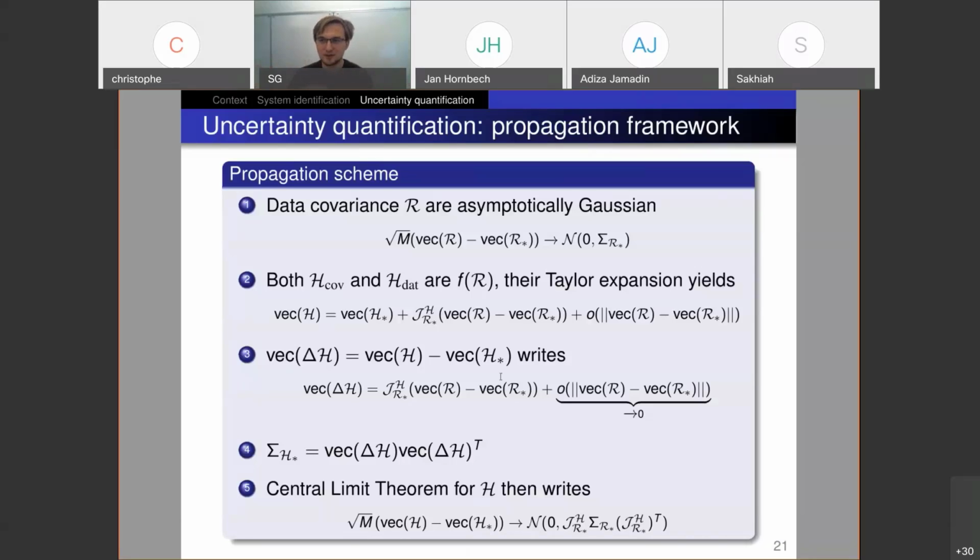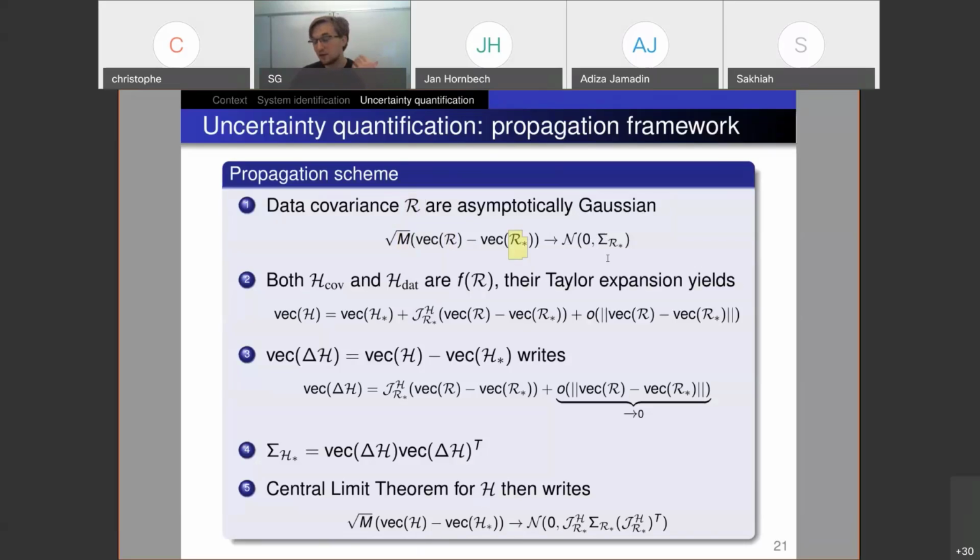The main point of this propagation framework is the fact that the data covariance sequences are mixing, and it can be proved that they are asymptotically Gaussian. So we can write a central limit theorem for them, which is written here. M here is the number of samples that we use to estimate those data covariances, R. So we can see that the centered estimate of the vectorized data covariance sequences, centered by its true value, is asymptotically Gaussian with zero mean and a covariance matrix sigma.